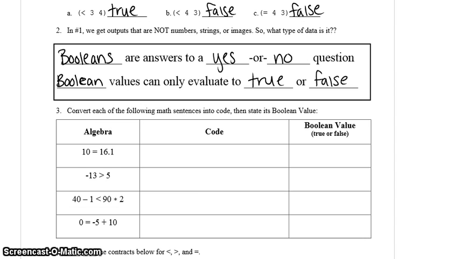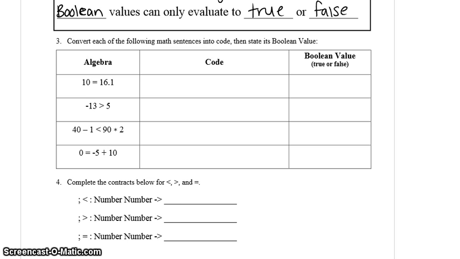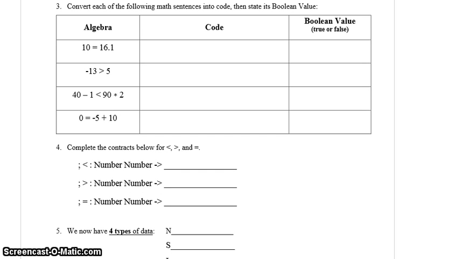So let's take a look at number 3. Convert each of the following math sentences into code, then state its Boolean value. So the first math sentence written in algebra is 10 equals 16.1. So when I write that in code, I know I need a parentheses. The function is equals. The first input is 10, the second input is 16.1. So that is written in code. I'll type that into the interactions window to evaluate it in a minute.